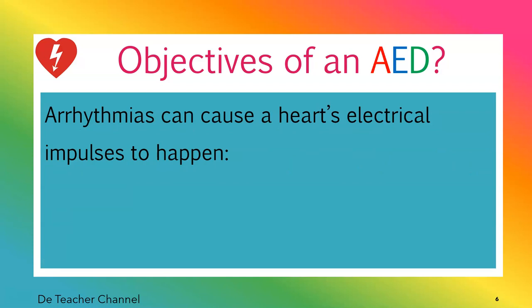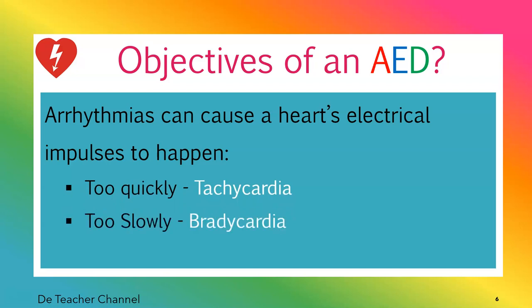Arrhythmias can cause a heart's electrical impulses to happen too quickly, which is called tachycardia, or too slowly, which is called bradycardia, or even irregularly, erratically. It's not a predictable pattern, it goes up and down like that. And these are big problems. Any of those can actually lead to cardiac arrest.